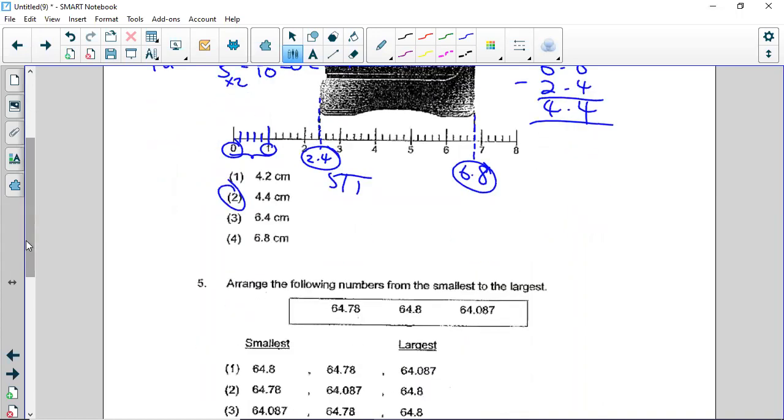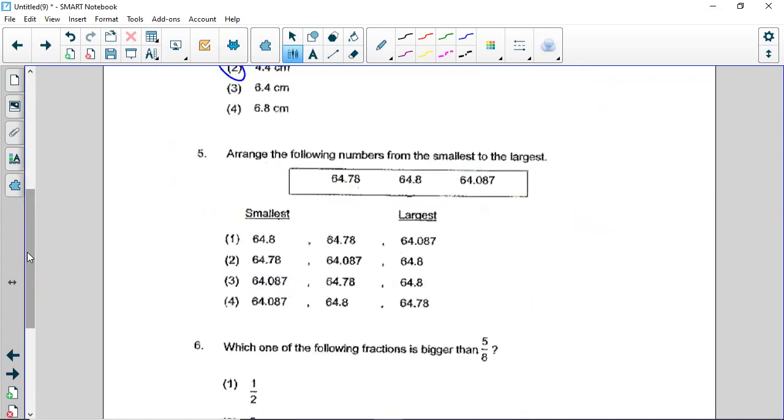Okay, let's go to number 5. Arrange the numbers from smallest to largest. Now, even though they are all decimals, you still cannot compare them because why? They are different decimal places. You need to change them all into the same decimal places. So which is the smallest? You look at the 3 numbers.